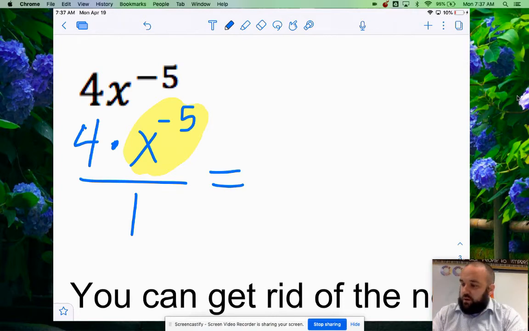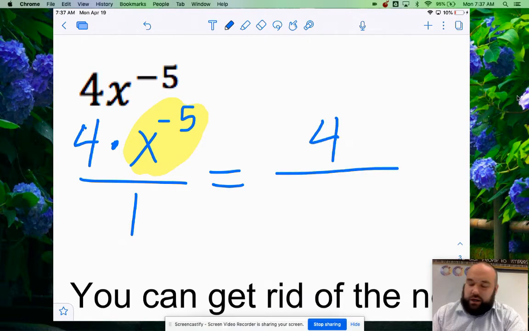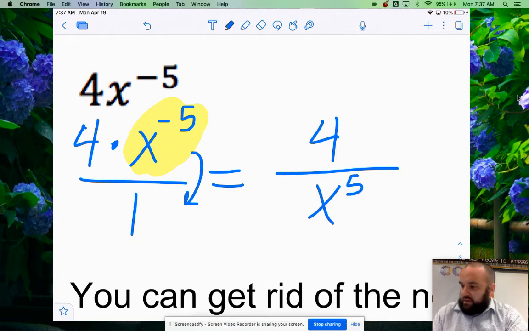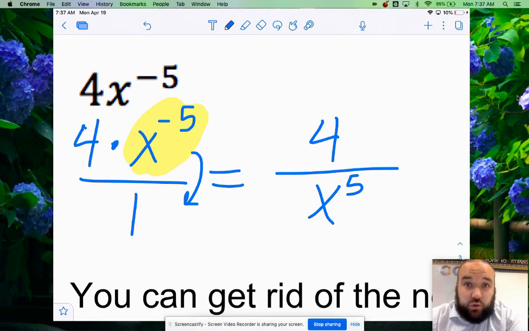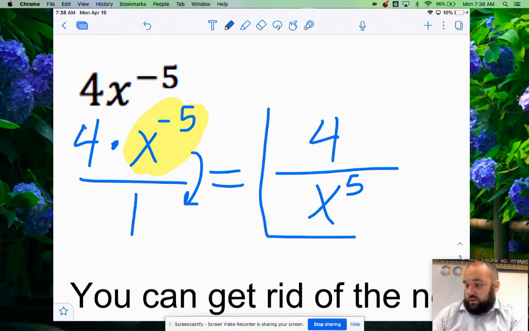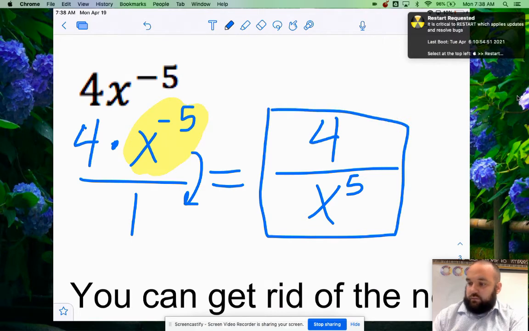Okay, so 4 is going to stay on top. On bottom, I can keep the 1 there if I want. I don't need it anymore because I only put the 1 there because there's nothing in the denominator. So I'm going to move the x down to the bottom, and that makes it to the positive 5th power. Now, I can't do anything else with x to the 5th because I don't know the value of x. So this is as simple as I can make this expression, is 4 divided by x to the 5th.